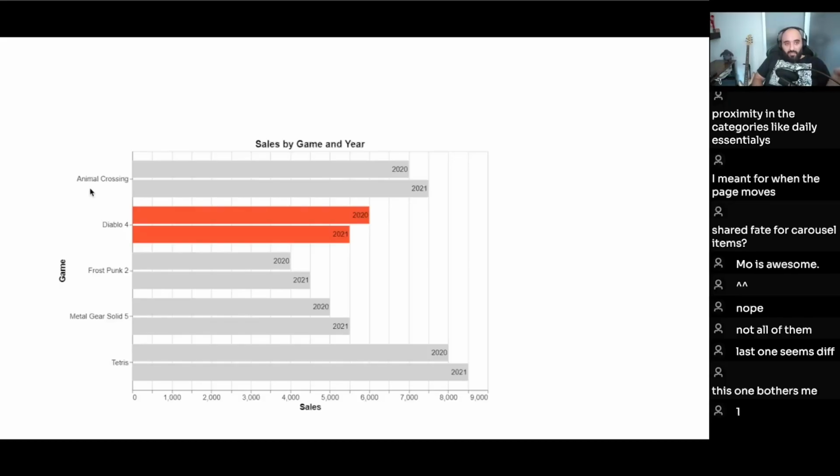I'm getting back to the idea of highlighting. If you want to say to people, oh, Diablo 4 is the game that decreased, why not highlight it?